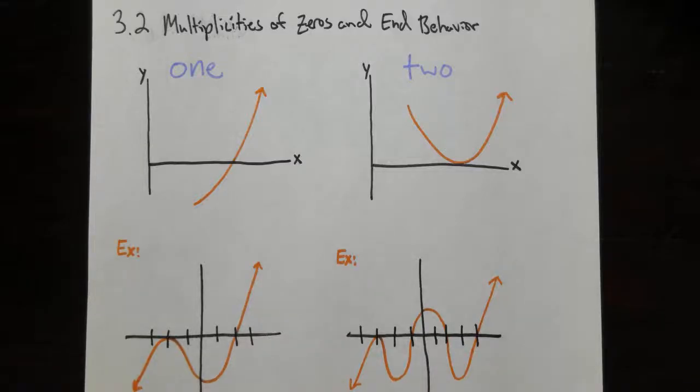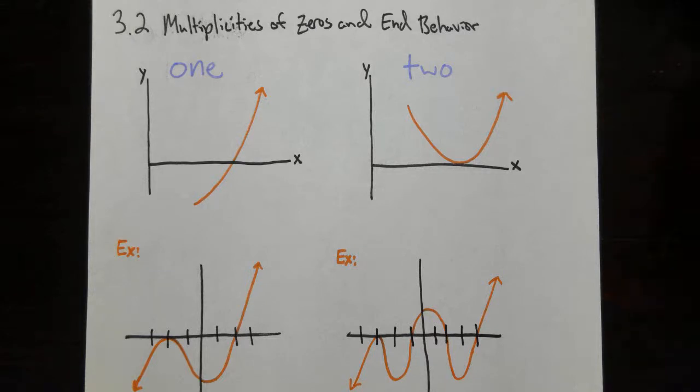Hello class, today we're on 3.2, multiplicities of zeros and end behavior. So I just want to touch on end behavior again. I know we already learned about it yesterday, but multiplicities of zero, that's something new to us. And by multiplicities, what I mean is how many zeros there are at one point.